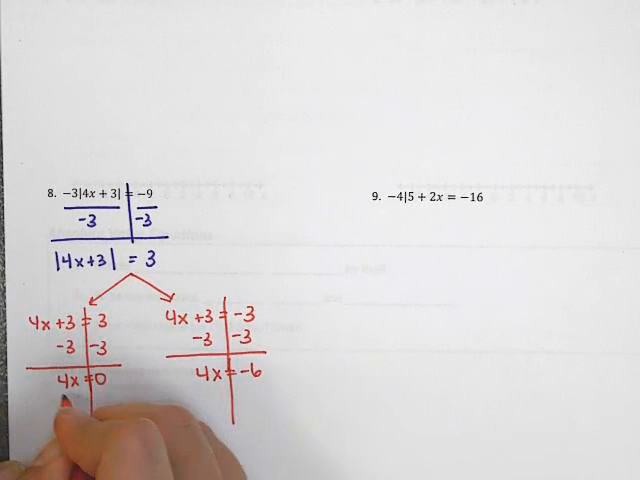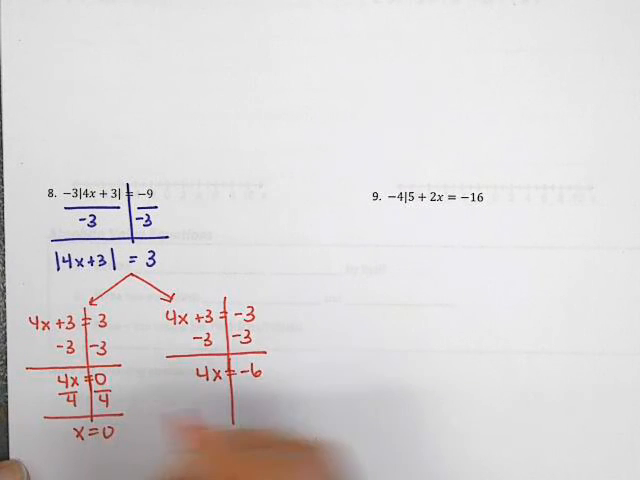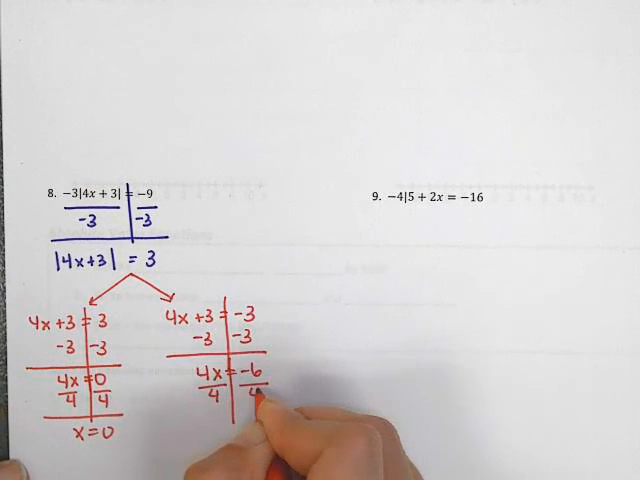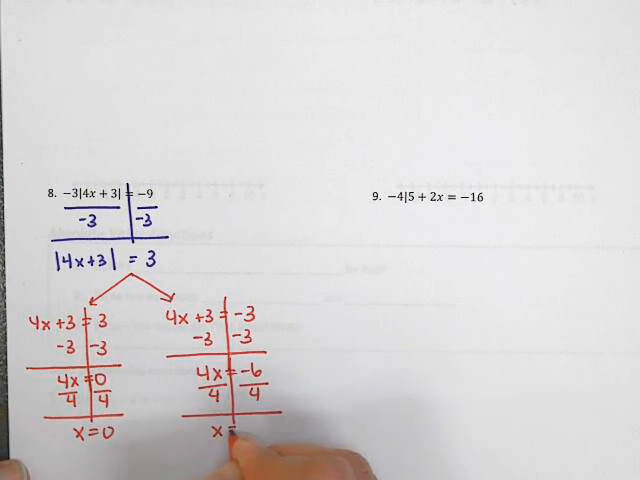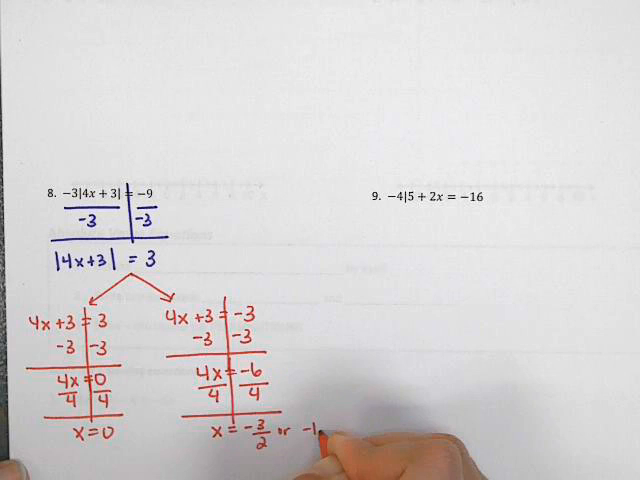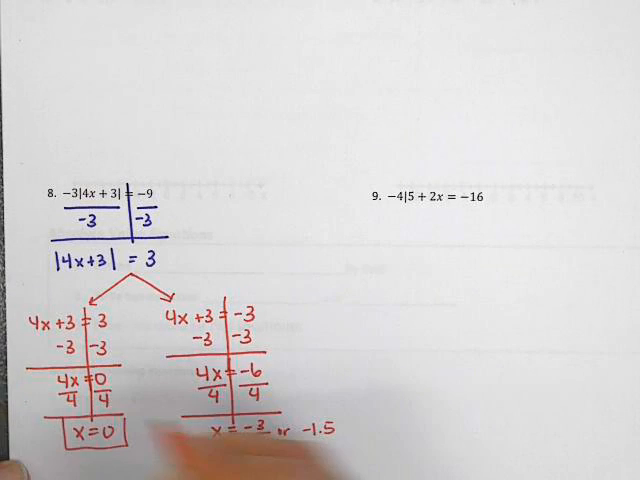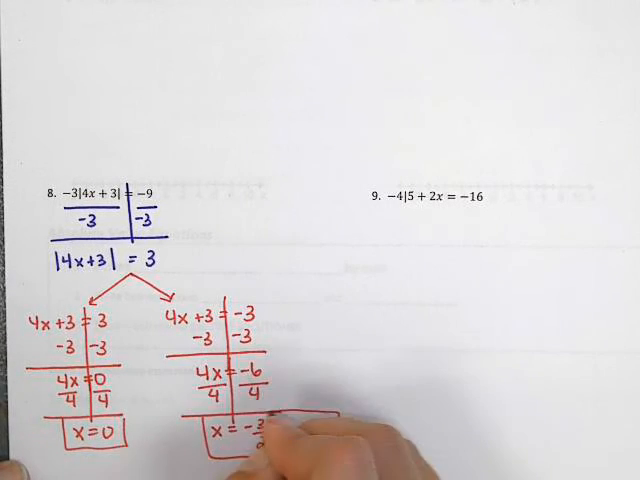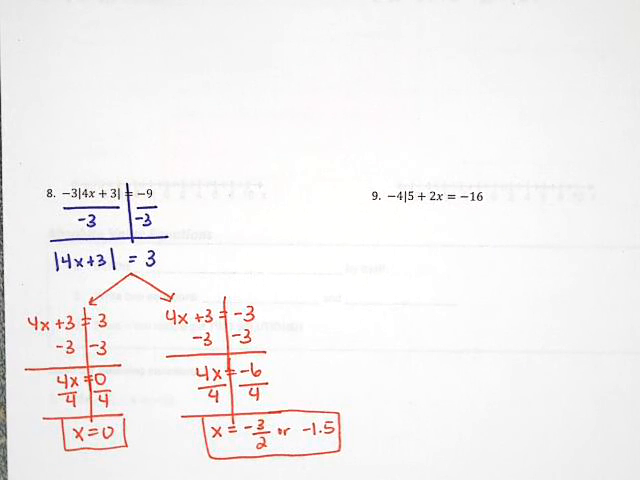And I'm going to divide by 4 on both sides, so x equals 0. Divide by 4 on both sides, x equals negative 3 over 2, or you could change that to negative 1.5. I would accept either one of those answers. And we're done. I hope this makes sense.